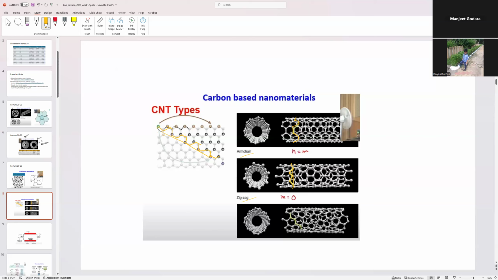And if you join any position in between, like if you join this atom with this, this with this, anything in between is your chiral CNT. Chiral, because it has a rotation. If you see down the spiral, this is clockwise rotation, right? If you take the mirror image, it will be anti-clockwise, so not the same.